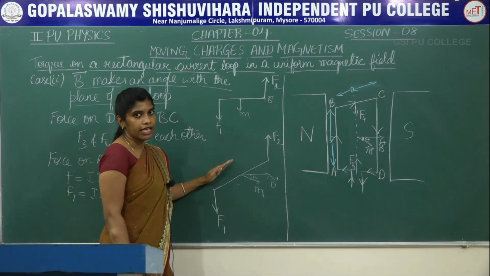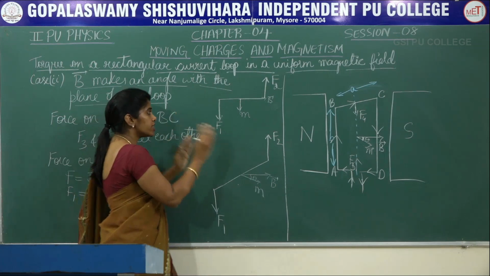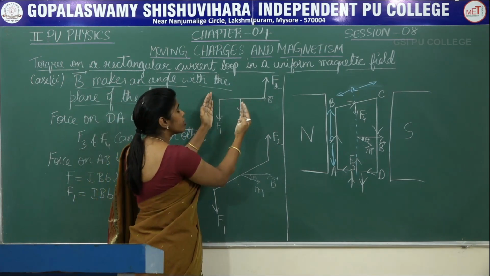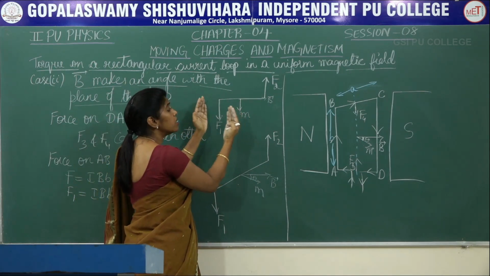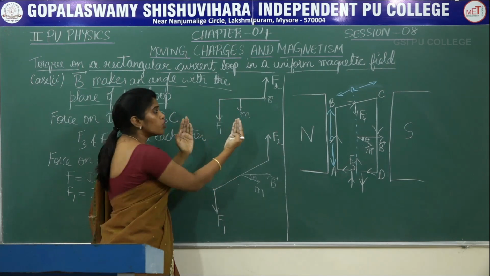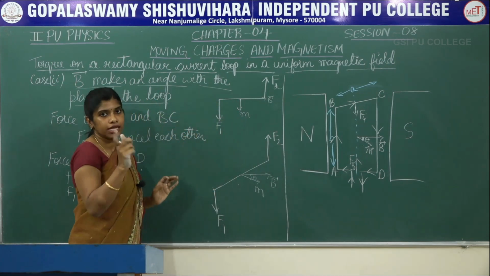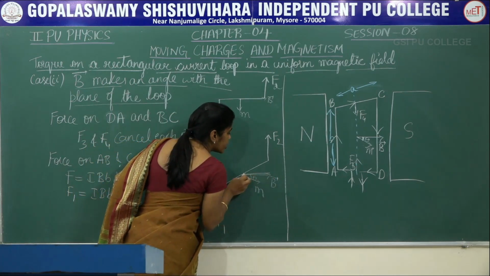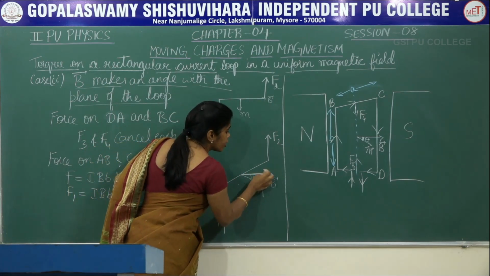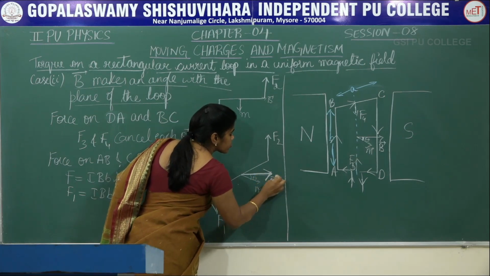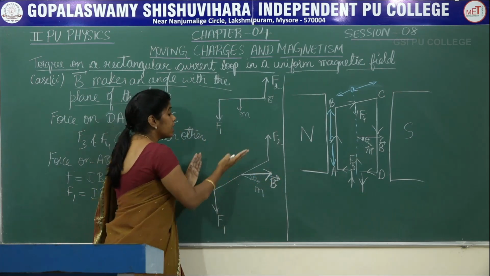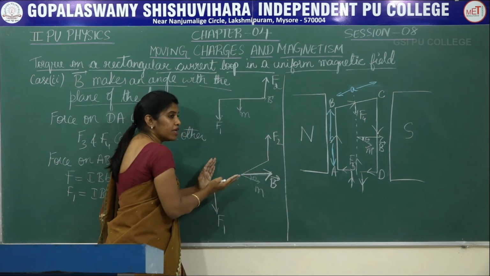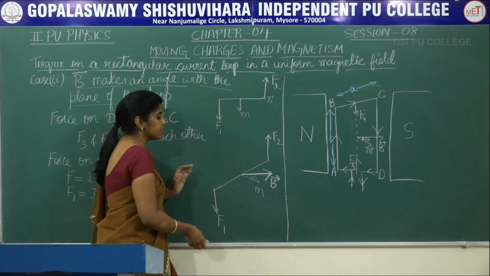Coming to the second case, in this case, what we have done is we have tilted or made the rectangular loop to rotate with some angle theta. Therefore, if this is the magnetic field B, then the loop has been rotated with some angle theta.